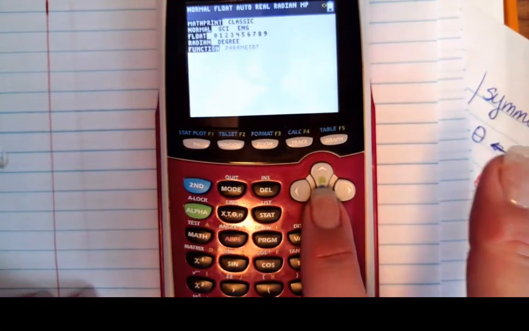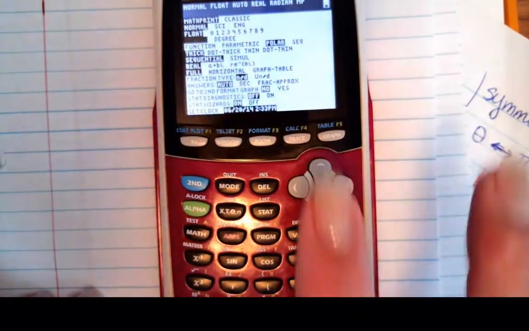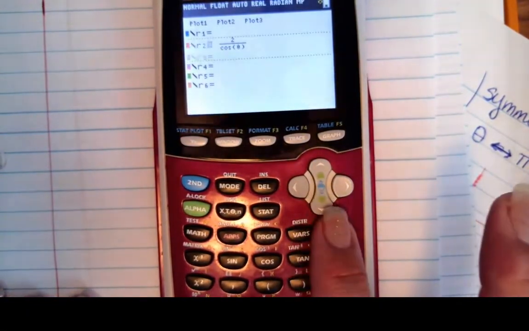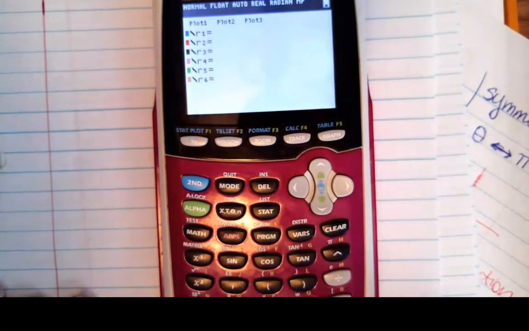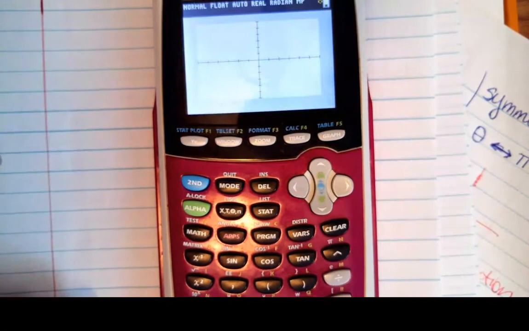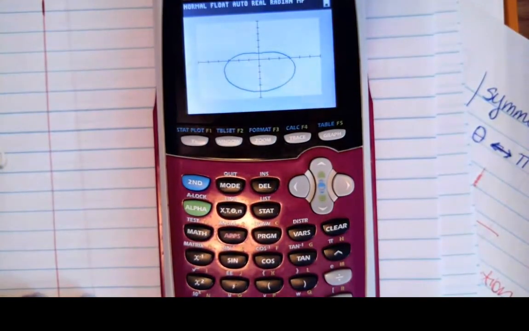So now remember to put your calculator in polar mode, and make sure you're in radians. Okay, so hit y equals, clear all this stuff out, and I've got 3 minus 2 sine theta. And when I graph that, I will end up with a cardioid that is symmetric about the line theta equals pi over 2. So let's try another one.